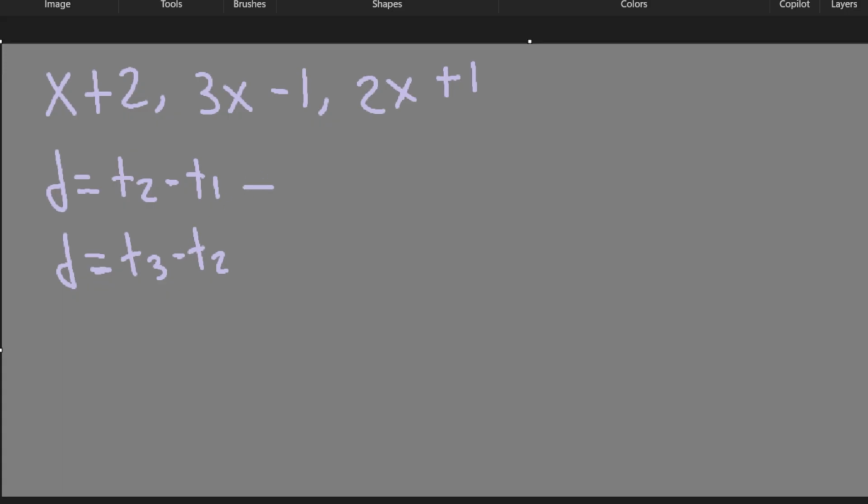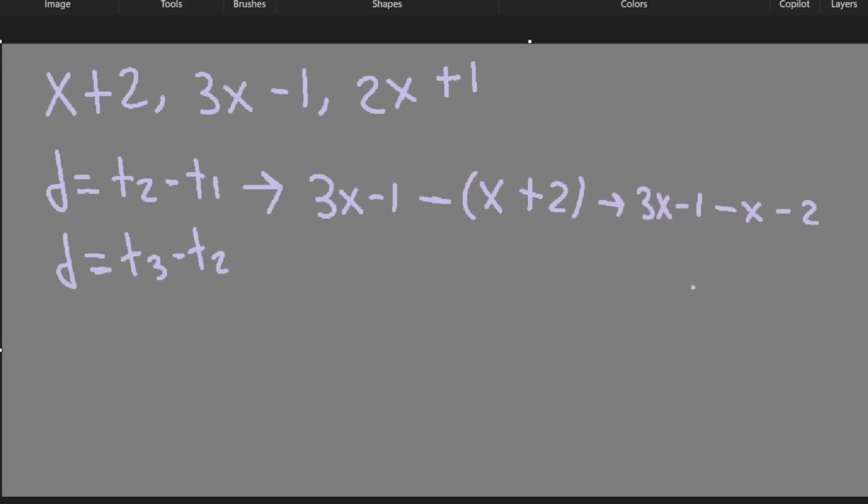So let's do this first. Term 2, 3x minus 1. Subtract term 1, x plus 2. Once you combine the terms, you're going to get that it is going to be 2x minus 3, which is equal to d.